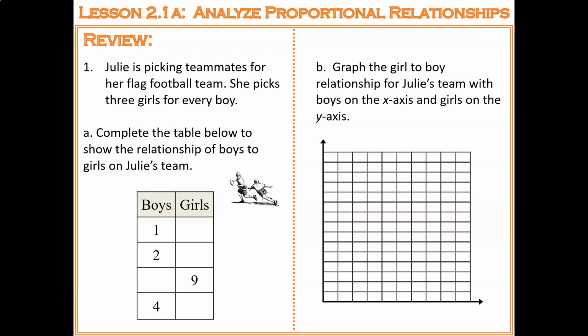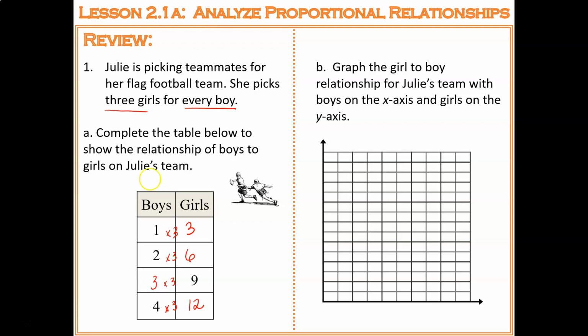In this example, Julie is picking teams for her flag football team. She picks 3 girls for every boy. So if she picks one boy, I'm looking at the table now, there are 3 girls. So if she picks 2, you're going to multiply that by 3. She has 6 girls. If she picks 3 boys, you're going to multiply that by 3. 3 times 3 is 9. If she picks 4 boys, we're at 12.